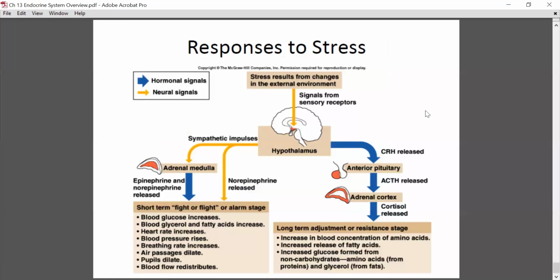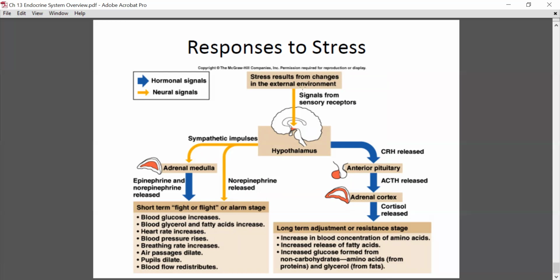So here, this is an example. So let's go through it. The stress results from changes in the external environment. So that could be an extreme drop in temperature. That can be an extreme rise in temperature. So let's say the temperature in New Orleans drops to -3, absolute physical stress. Or the humidity level is 100% and it is 103 degrees outside, which means that it will feel like 100 and something ridiculous. All right. That's an actual physical stress in the environment.